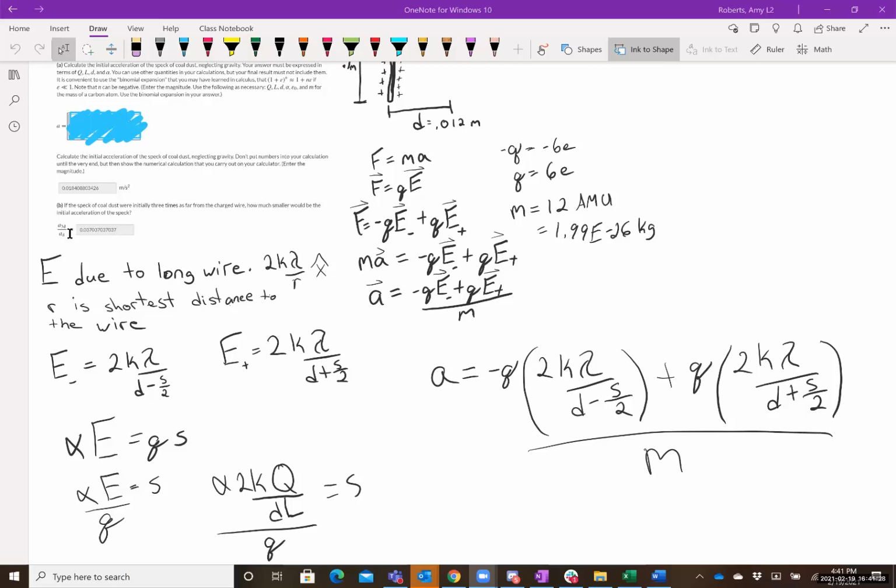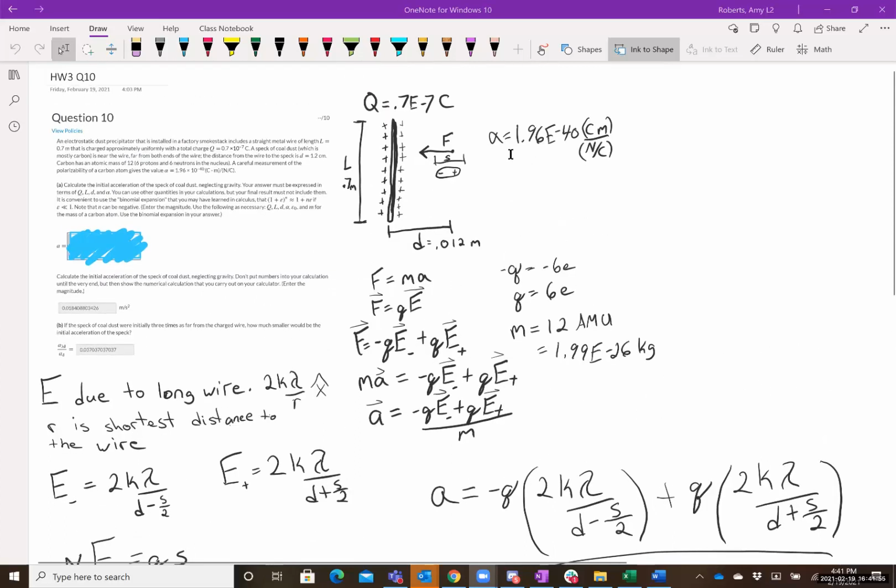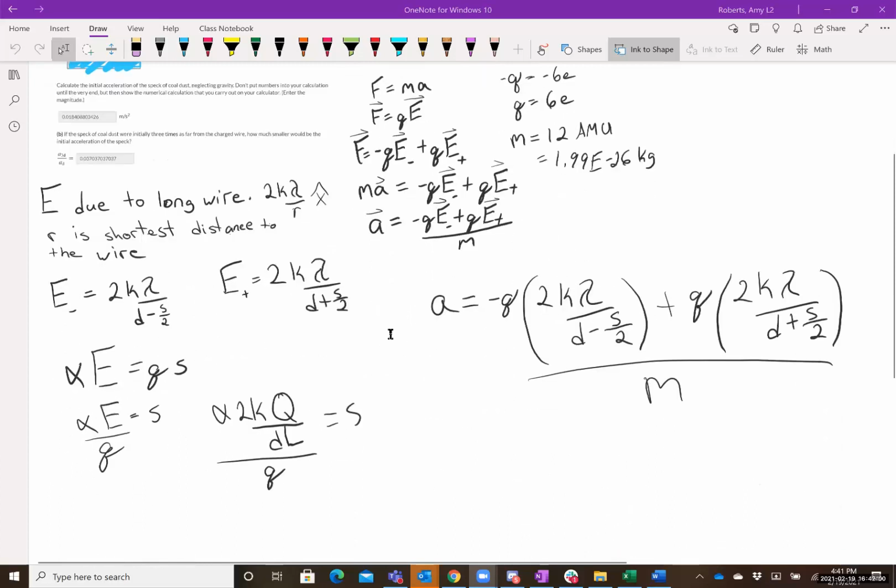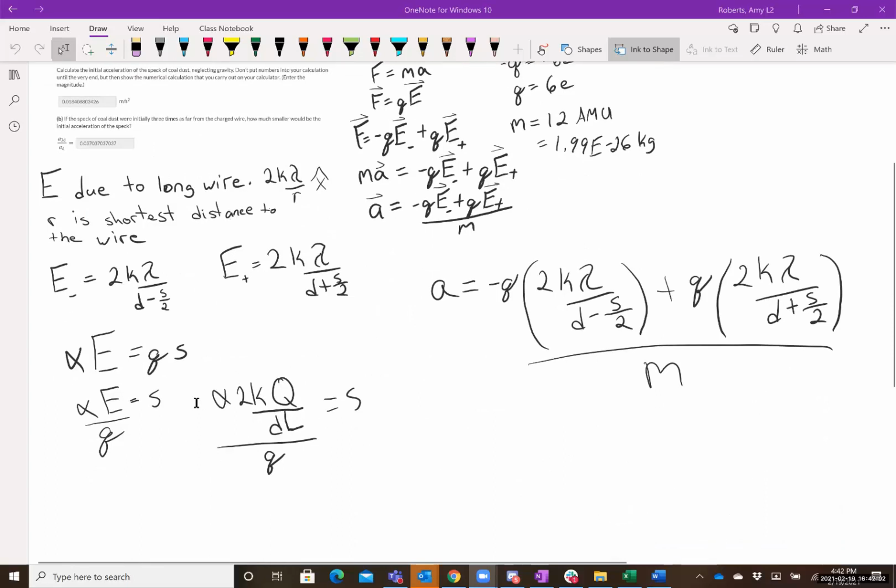The problem that you're going to run into with this, but if I had my way, they would accept this as an answer, right? Because really you've got this idea of your force plus your other force divided by your mass, that's your acceleration. Now the problem with this is that you've got two numbers, right? So your quantity d minus s over 2, what you're going to find is that s is an incredibly small number. If you look at your alpha, if you scroll up a little bit here, your alpha is 2 times 10 to the negative 40. And s is proportional to that.